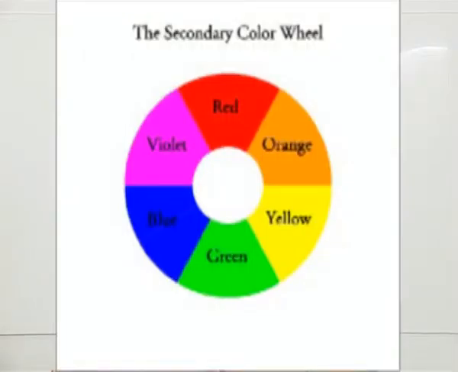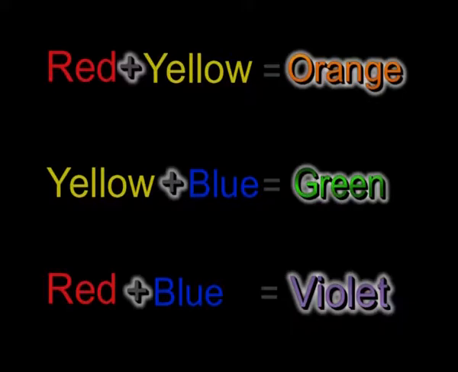Primary colors are basically pure hues and cannot be obtained by mixing any other hues. Green, orange and violet, created by a mixture of these primary colors, are called secondary colors. Like orange by combining red and yellow, green from yellow and blue, and violet from red and blue.